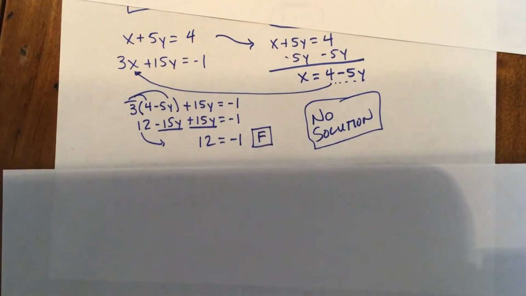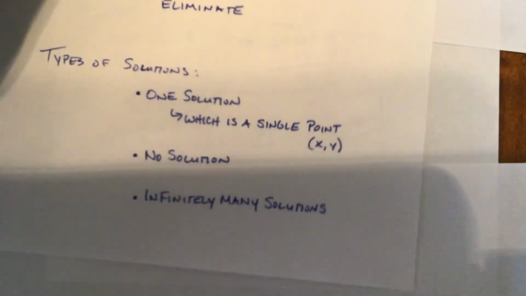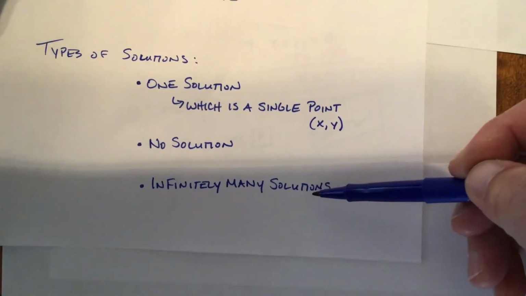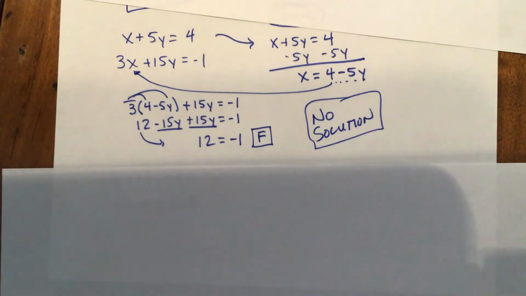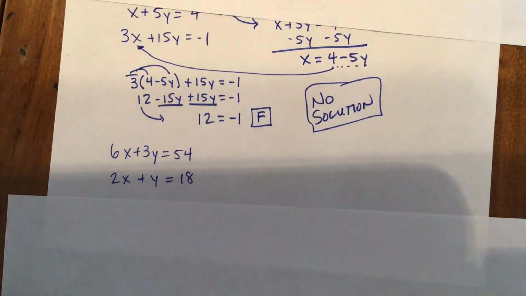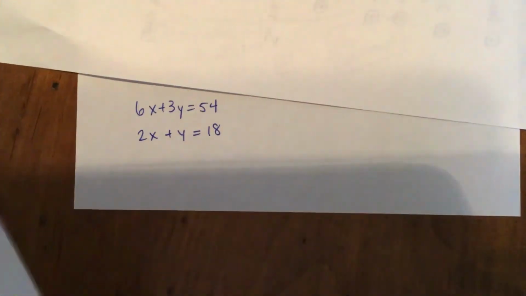So remember, we have 3 different types of solutions. We have one solution, no solution, and then infinitely many solutions. So let's take a look at this last one, which we should by now know. And this one should come out to being infinitely many solutions. Let's see if we're right.